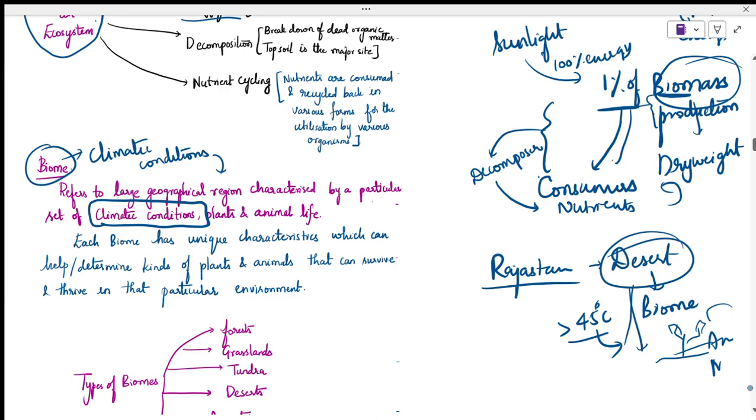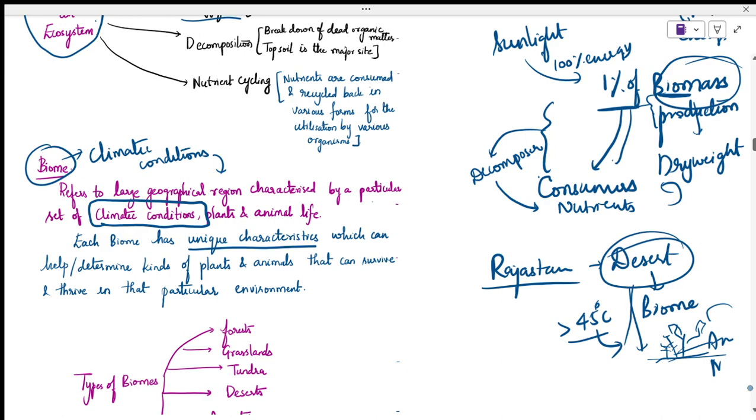protect themselves from different types of animals and people cutting them. Also they will be storing more water whenever it is available to them, and they won't have leaves because they don't want to lose water. Transpiration should not happen. Each biome has unique characteristics. So I told that in desert plants won't be having any leaves, and they don't want animals or humans to eat them. So they will be developing thorns on their body.